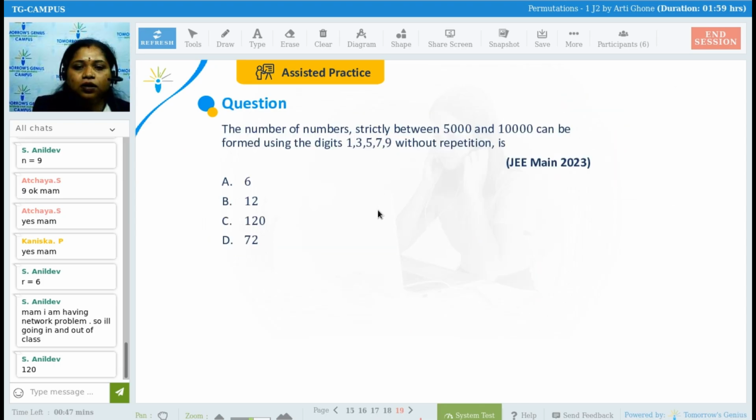Now let's try this one. The number strictly between 5,000 to 1 lakh. Sorry, 10,000. 5,000 to 10,000 can be formed using the digits 1, 3, 5, 7, 9. So what will be the answer? Exactly similar to the last question. Only one case is not considered in that. Only one case is not available over there.